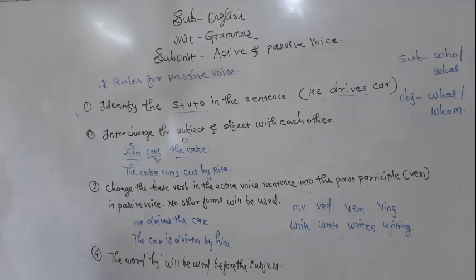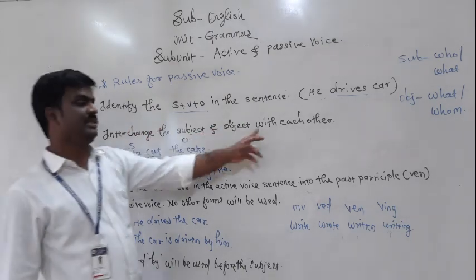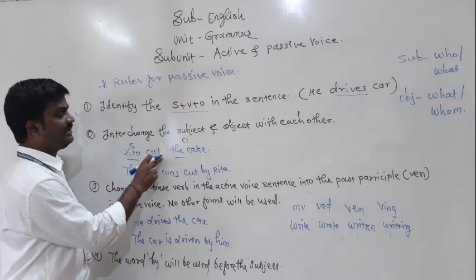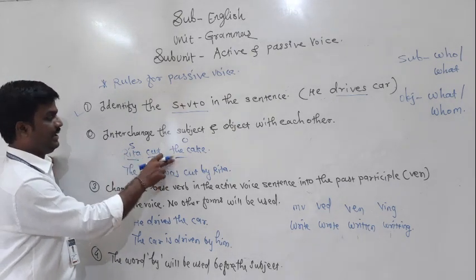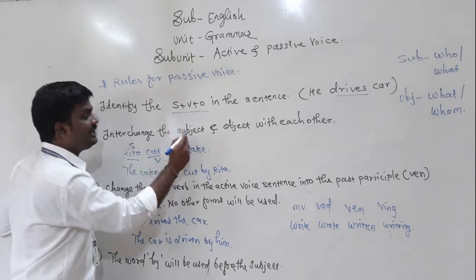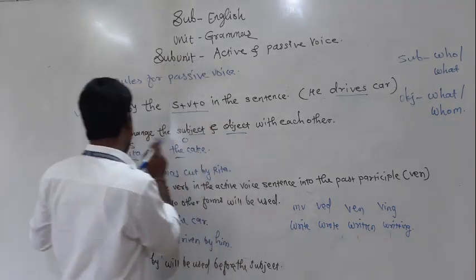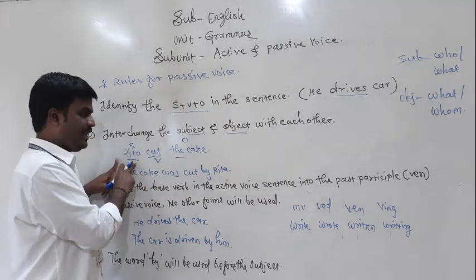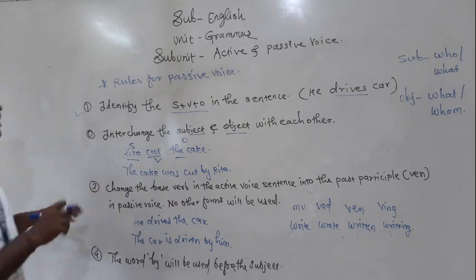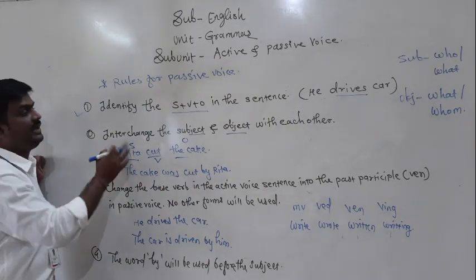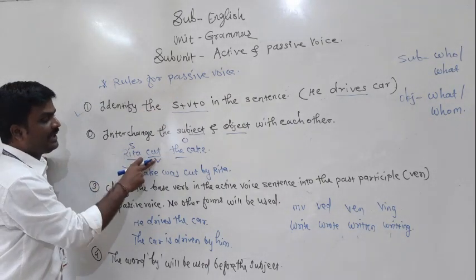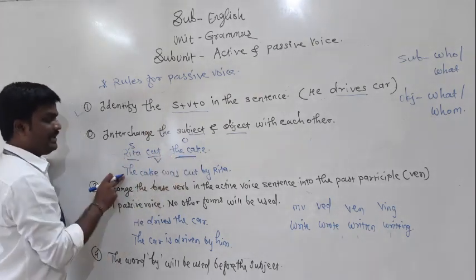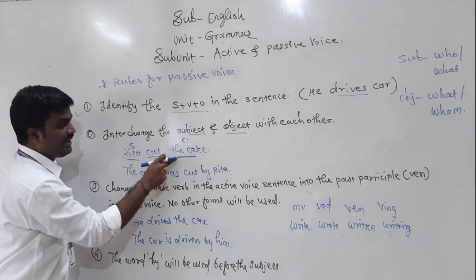See here, interchange the subject and object with each other. This is the second rule. See, the statement given here: Rita cut the cake. Here we have to interchange subject and object, meaning subject becomes object and object becomes subject in the statement. Rita is the subject and the cake is the object. We have to change the places. Now how to identify subject and object? Already I told you. Who cut the cake? Rita cut the cake. What did Rita cut? The cake. So Rita is the subject, the cake is the object.